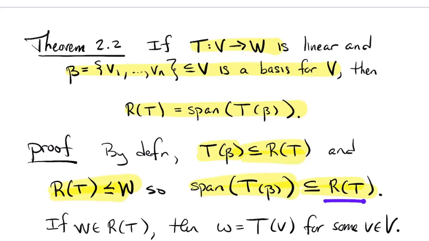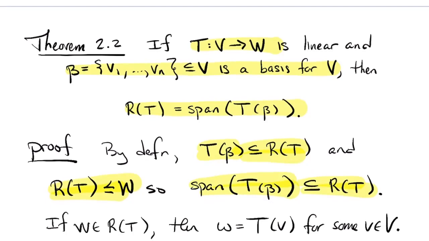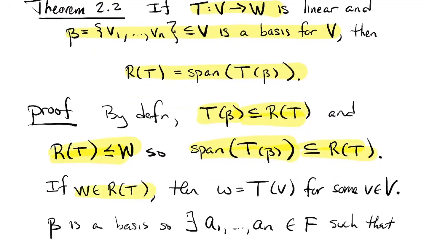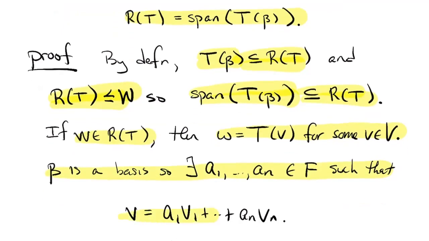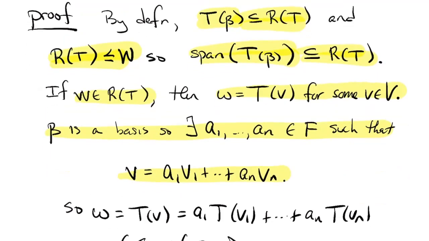So now we have to take an arbitrary element of the range and show it's in the span. Fine. So let's just start writing the definitions. If we pick W in the range, well, then by definition, W is T of something in the domain. That's the definition of being in the range. Beta is a basis for V, right? So we have to be able to find scalars where we can write that V is a linear combination of vectors in beta. It's because it's a basis. Beta spans. In fact, these scalars are unique because beta is a basis, but I'm not really using the uniqueness right now.